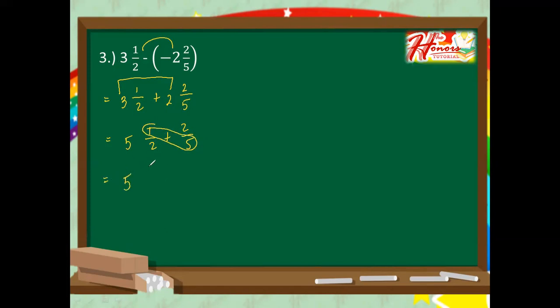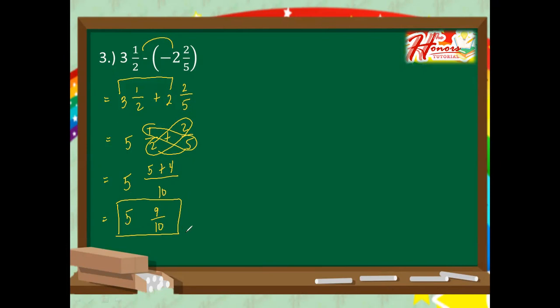And then 1 times 5 is 5 for the numerator. And then 2 times 2, that's 4. And the denominator again, 2 times 5, that's 10. And then let's continue. 5, the whole number. 5 plus 4, that's 9 over 10. Is this the final answer? Yes, it is the final answer.